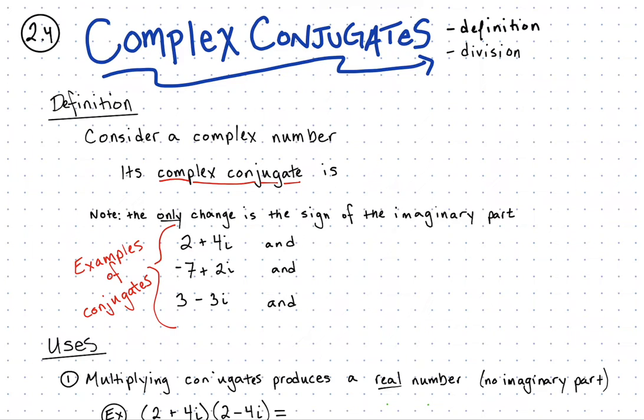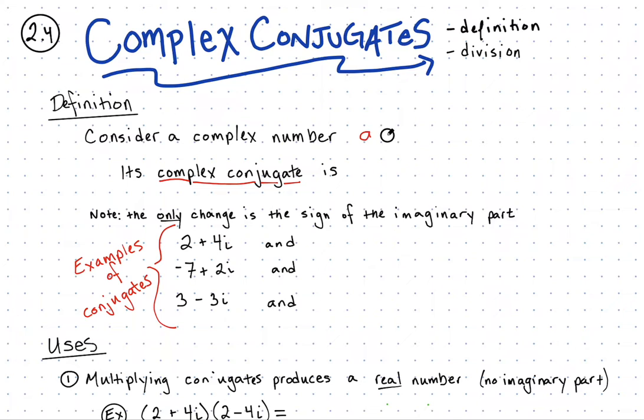We're going to talk about our last topic in complex numbers, which is complex conjugate. Conjugate is a word we'll see a lot this year, but this is our first time using it. And we're going to talk about what a complex conjugate is, and then the uses of complex conjugates, which is essentially division.